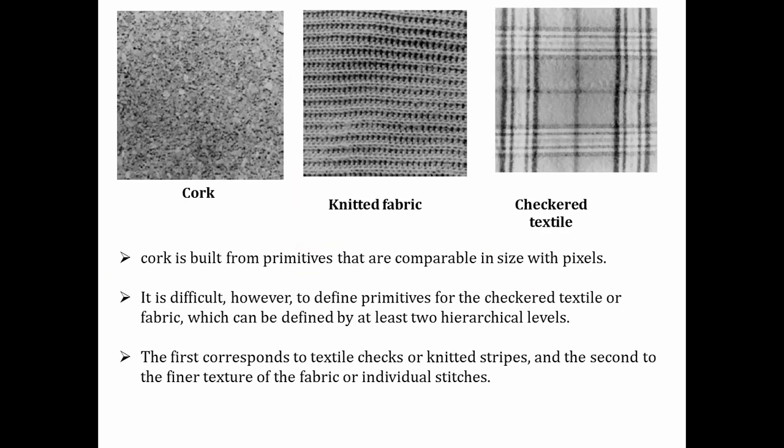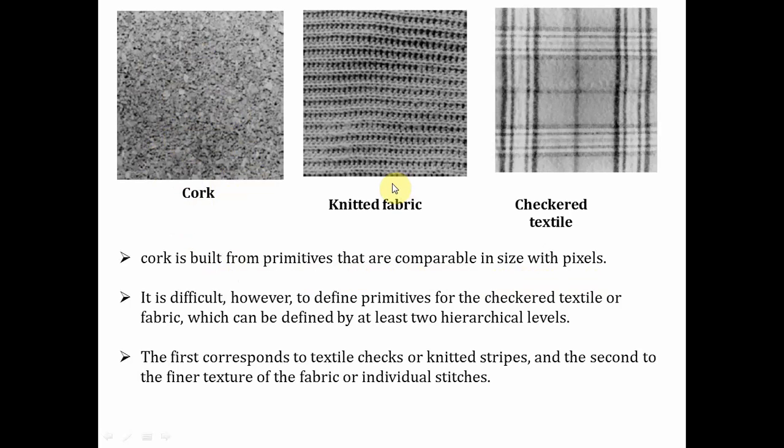Okay, suppose you are comparing the texture of cork. We have seen cork in our bottles, like champagne bottles or wine bottles. So the structure or texture of a cork is built from primitives that are comparable in size with a pixel.